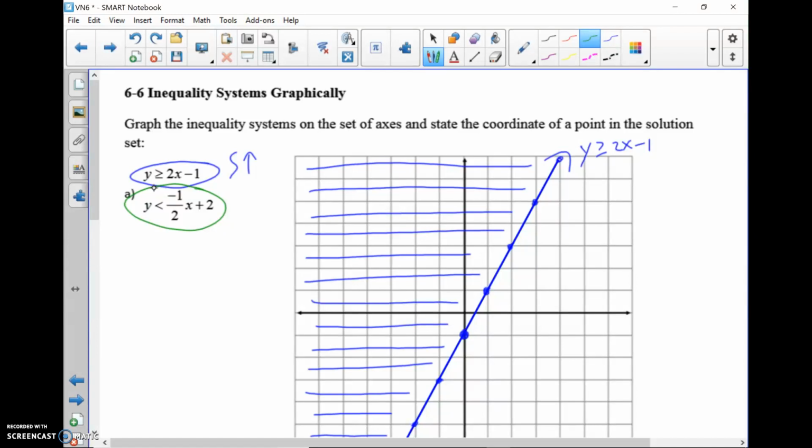All right, but this next one, I see a less than symbol, so that's going to be dotted and down. The dotted because it's not equal to, and down because it's less than. This one has a y-intercept of 2, so I start at 2, and its slope is -1 over 2, so it's down 1 over 2.